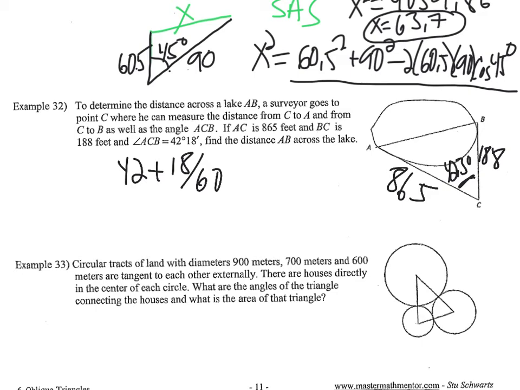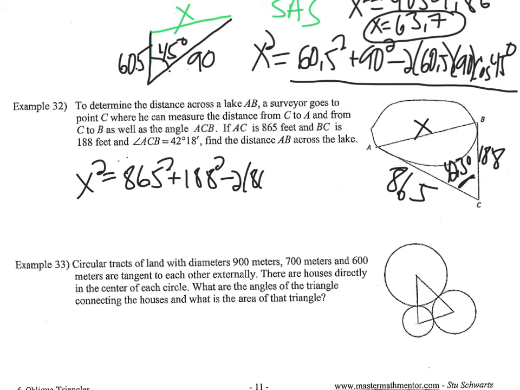And again, that looks like another law of cosines question, doesn't it? Side angle side. So x squared, see this is the x squared, I guess I could do c squared. x squared equals 865 squared plus 188 squared minus 2 times 865 times 188 times the cosine of 42.3, was it? And you just key that right in your calculator just as it is. Don't hit equals till the end.